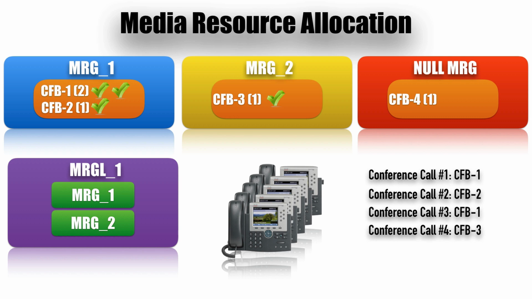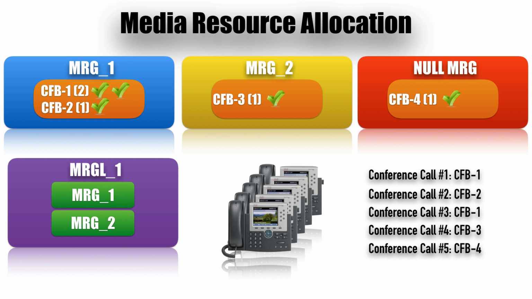But let's say that we need to set up one final conference call, number 5. At this point, we have exhausted all of our conference resources in all of the media resource groups that belong to our media resource group list. Can I set this up? Yes, I can, because I have a conferencing resource available in my null media resource group. And because it belongs to the null media resource group, all of my devices have access to it. So if you're having trouble allocating an appropriate media resource, one of the big things we check is how those media resources are being allocated.